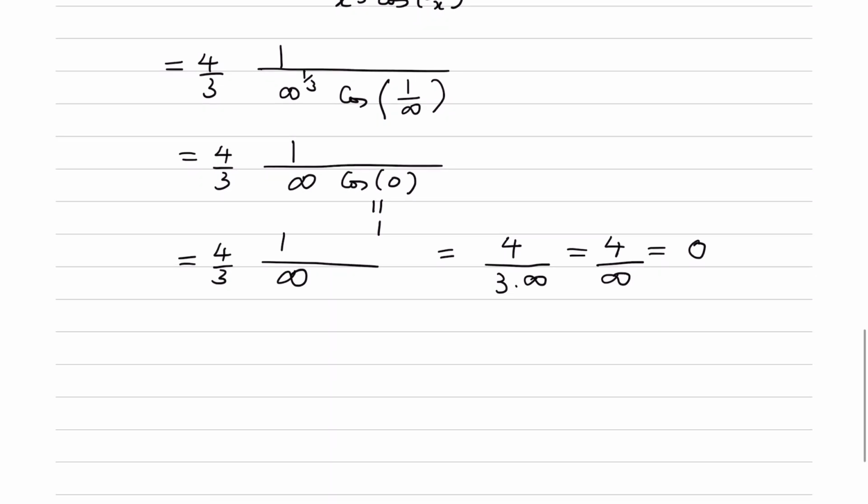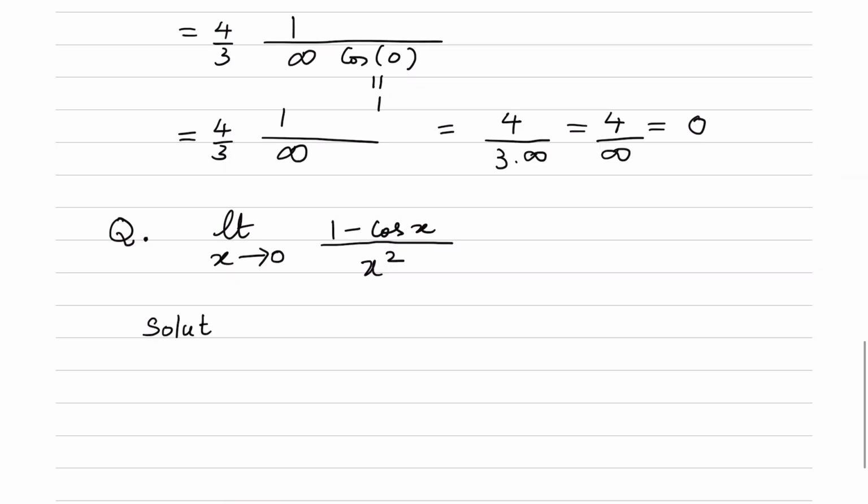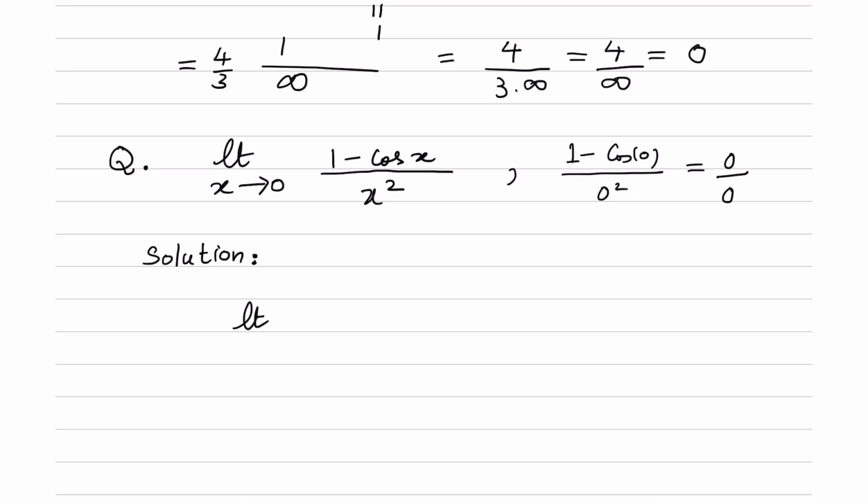Let's try to understand L'Hopital rule by doing another question. We have to find the limit x approaches 0, 1 minus cos x divided by x square. As we begin every question of limit by directly applying the limit, here we get 1 minus cos 0 divided by 0 square. Cos 0 is 1, so 1 minus 1 is 0, divided by 0 square, which is 0. Again we got 0 by 0. It means we can apply the L'Hopital rule.